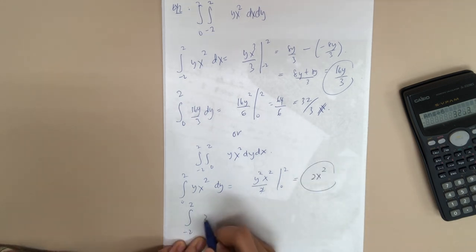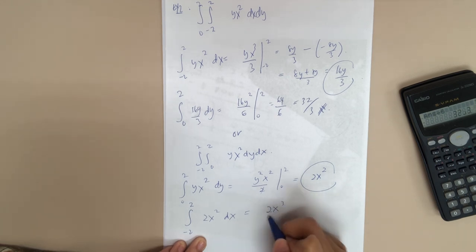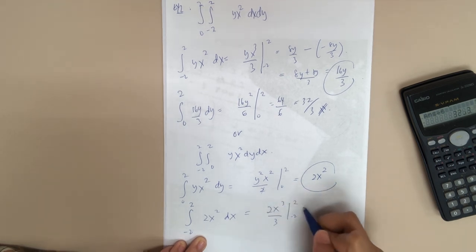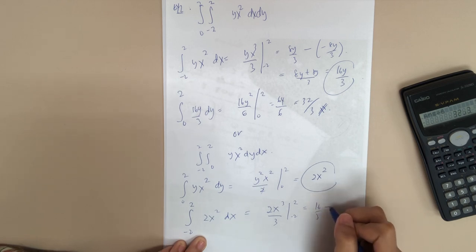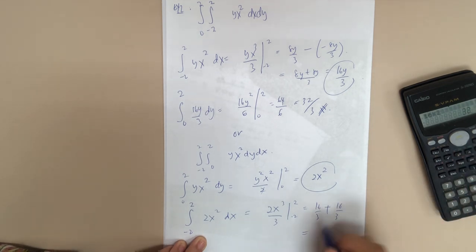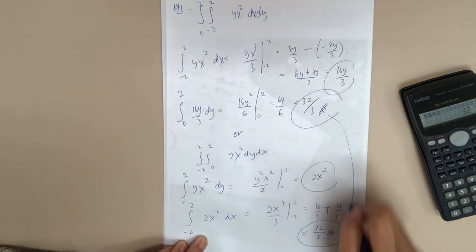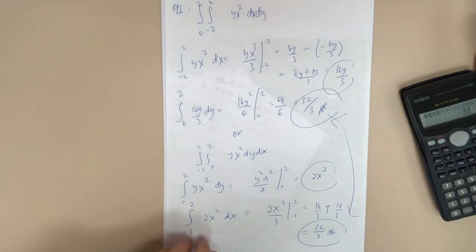So using this function with respect to x, you have 2x cubed over 3, from negative 2 to 2. So 16 over 3, minus negative will become plus 16 over 3. So 16 plus 16, okay, 32 over 3. So suppose you should get the same answer.